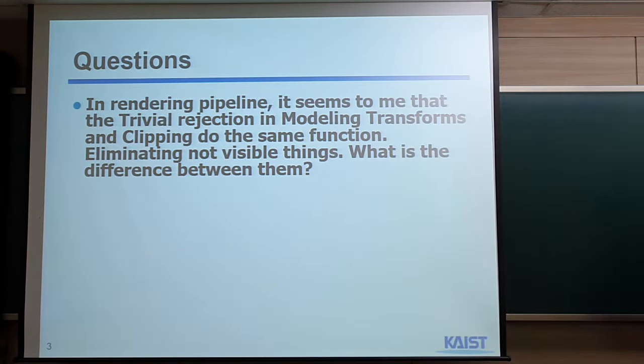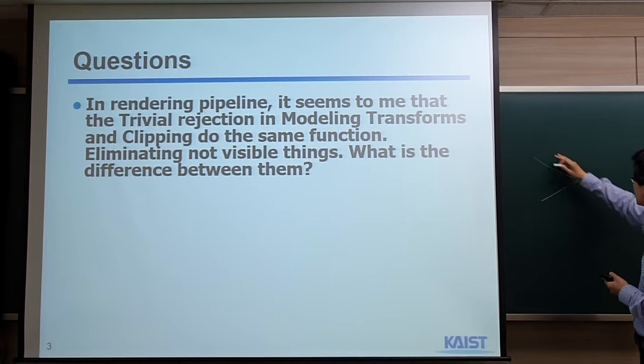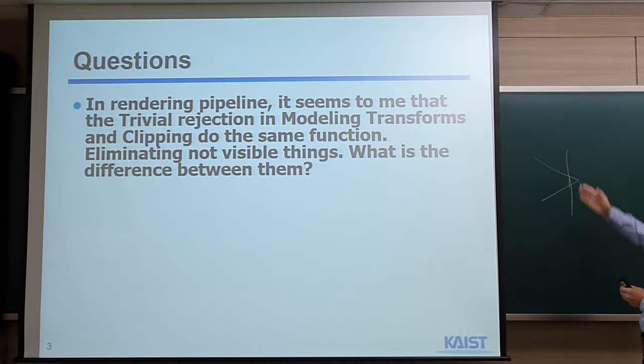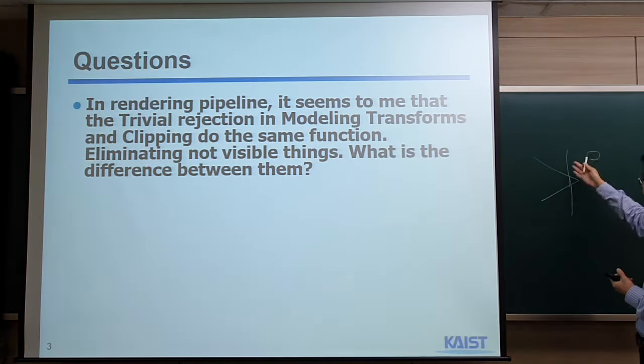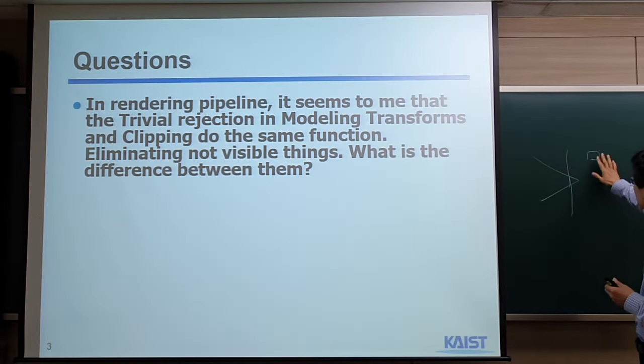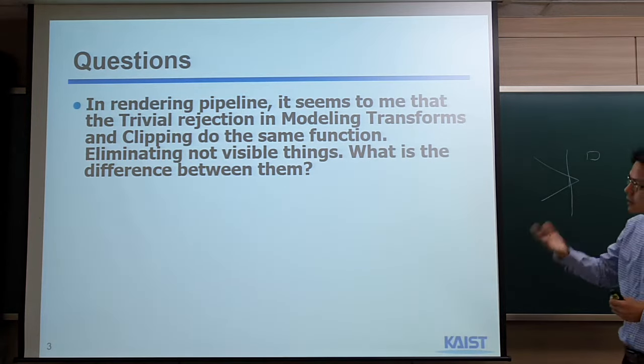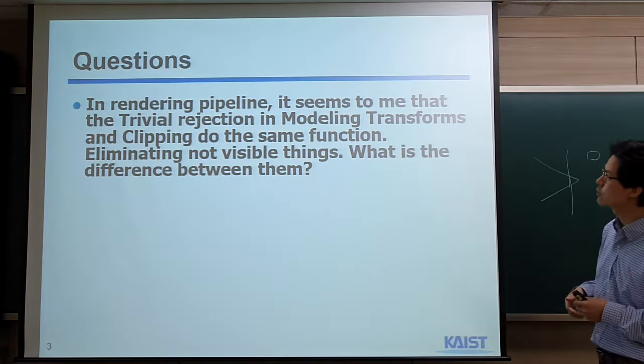So the trivial rejection is like this. Suppose that you are looking at the object something like this. This is actually your camera view volume here. Actually, this is your image plane located here. And then maybe some of the objects are even located behind the image plane, right? Then you can reject. You don't even need to render this object, right? So in that sense, I mentioned that that's the trivial rejection.